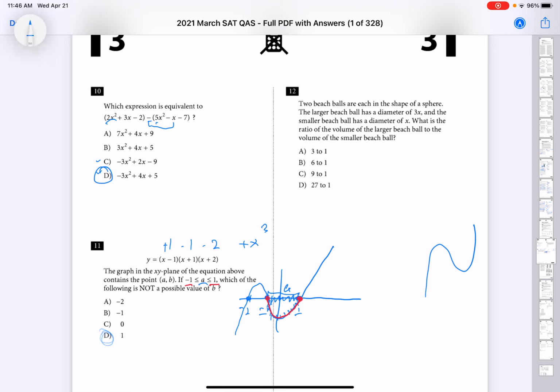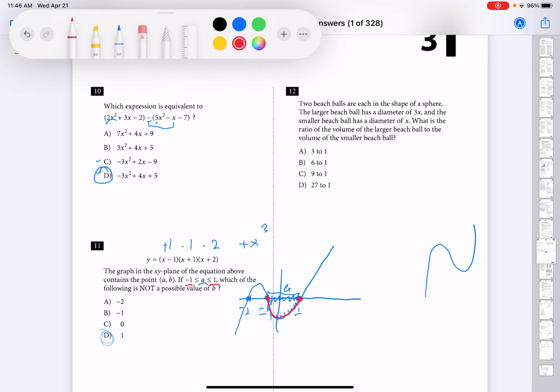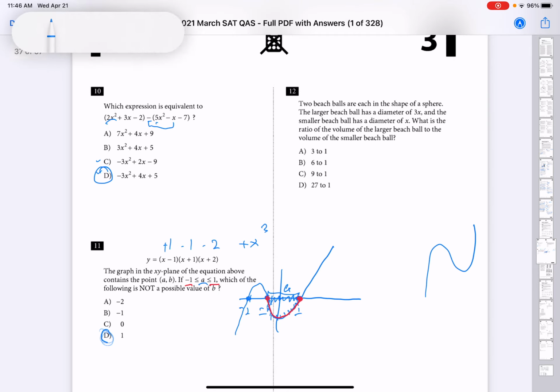Circle it there. Oh, I don't know why it's so light. Let's see. All right, there we go. All right, so 11 is D.